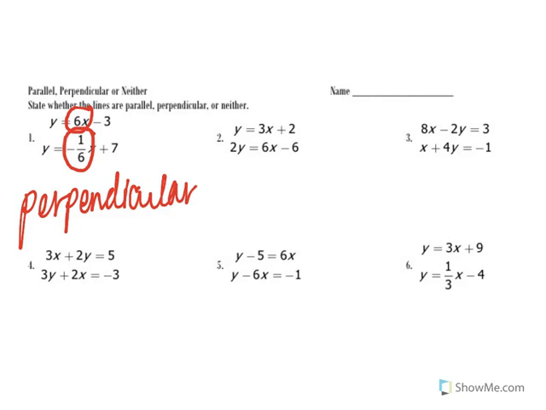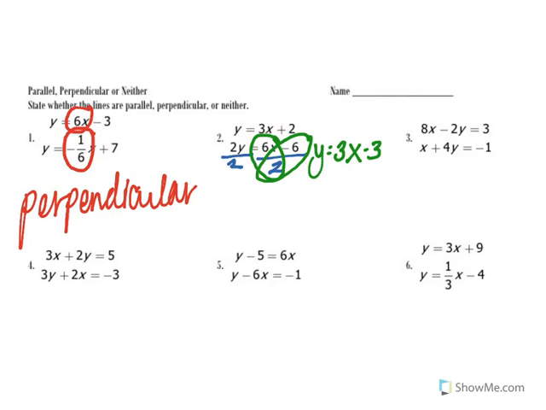For number two, before we can compare these two, one of them has to be written in slope-intercept form because it is not. So I'm going to divide by 2 because that's what you do whenever you separate the 2 and the y. So I'm going to divide these two. 6 divided by 2 gives you 3x, and then negative 6 divided by 2.